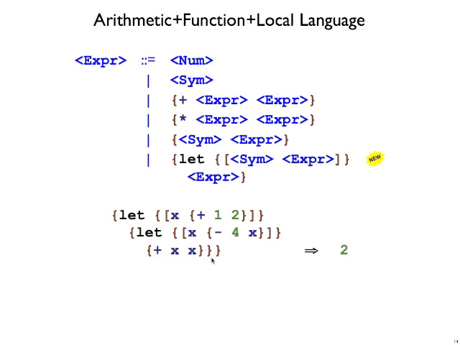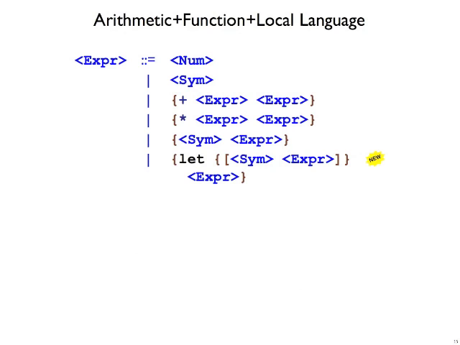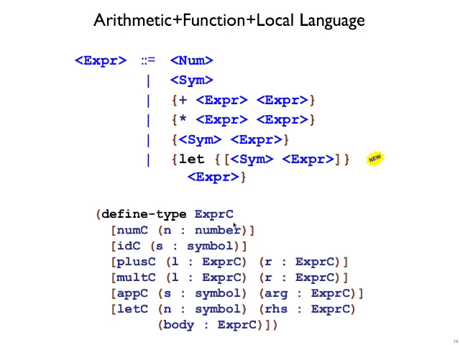As usual, we can take this concrete grammar and reflect it into what I sometimes call abstract syntax, or the expr defined type, where we've just added a new case, a new variant, letC, which has a symbol for the name that we're locally defining. The right-hand side, that's what RHS stands for. It's right hand because it's to the right of the symbol. It provides the new value for that symbol, and then the body, which is also an expression. So we've got a symbol and 2 expressions.